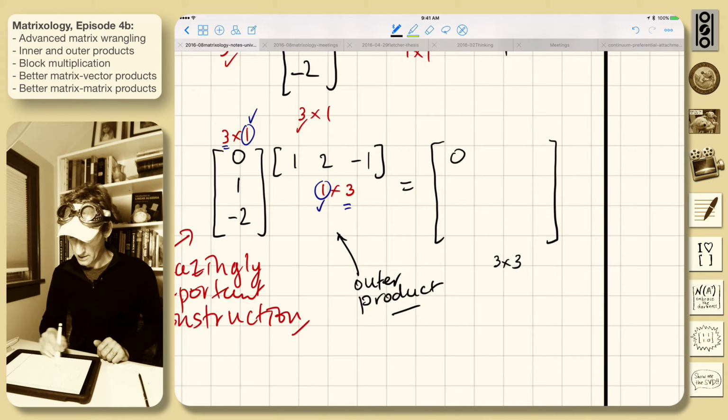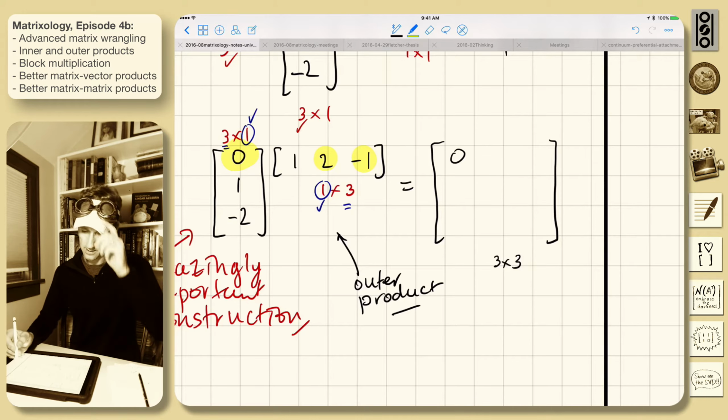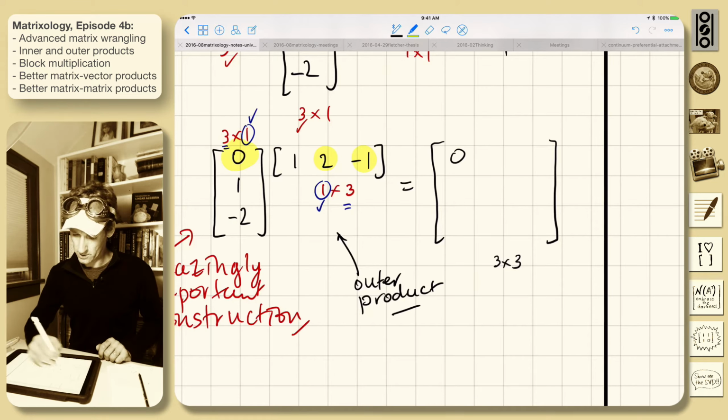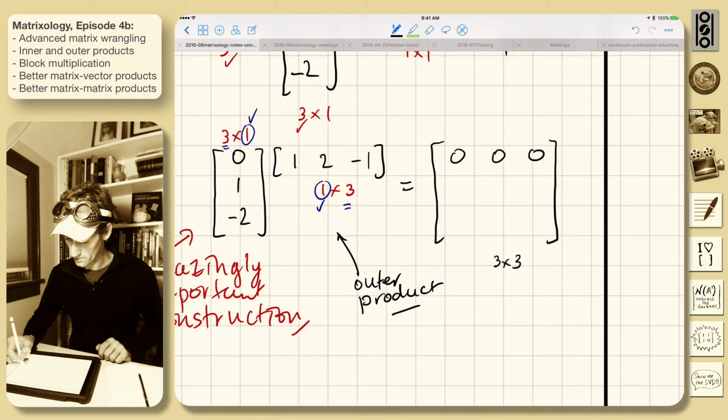All right, 0. Then if we just go across, the next one is the first row times the second column, and then the first row times the third column. So that's 0 times 2 and 0 times minus 1. So we get 0, 0, 0 there.